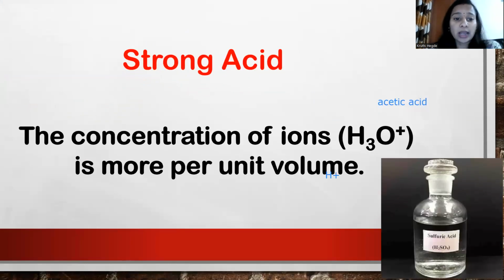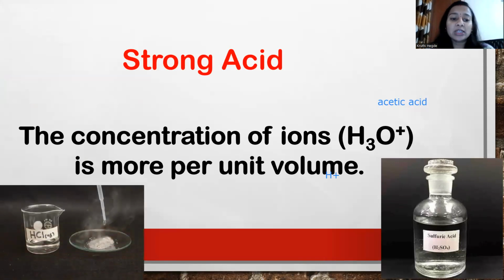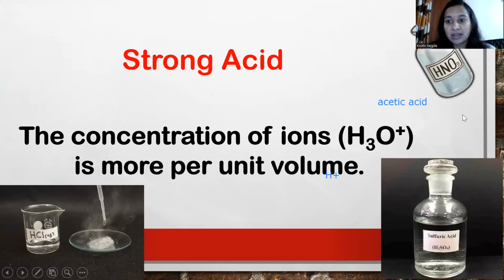It's called a strong acid. Concentration of H3O+ ion is more per unit volume. Example, sulfuric acid. All laboratory acids are generally strong acids. Sulfuric acid is a strong acid, H2SO4. One more, HCl. What is HCl? Yes, it is hydrochloric acid. Another one, HNO3. What is HNO3? HNO3 is nitric acid.